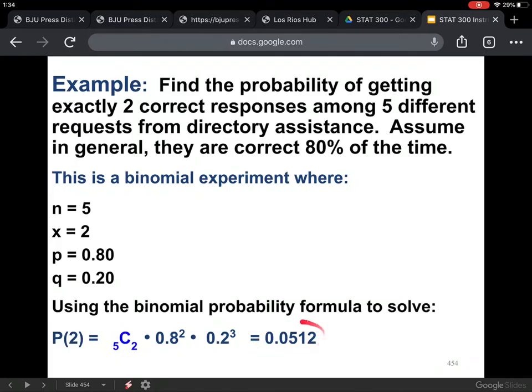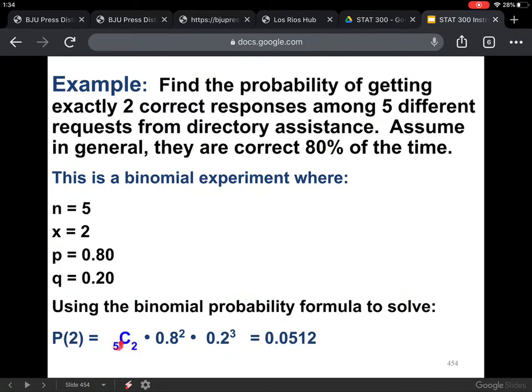Well, that's actually a relatively small probability. Does this make sense? That you have a small probability that among 5 calls, you get 2 of them to be correct. Yes, that does make sense because think about this. It says that most of the time, 80% of the time, they are correct. So it's very unlikely that you only get 2 correct answers among 5. Most likely, you will get 4 correct answers among 5. That is a higher probability because most of the time they are correct. That's why this probability is low.